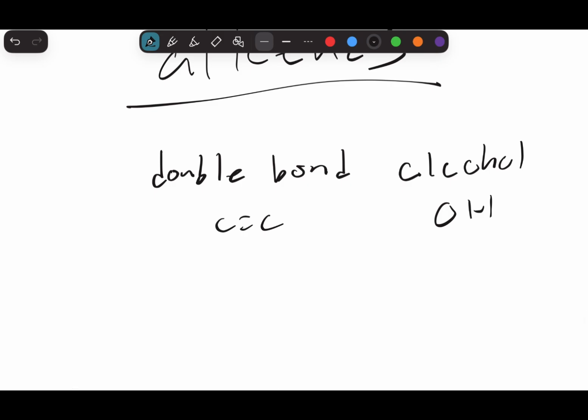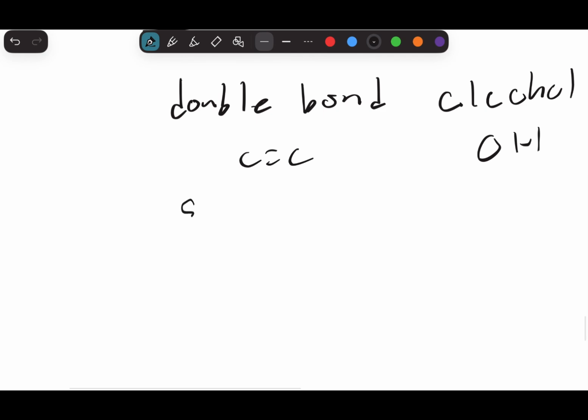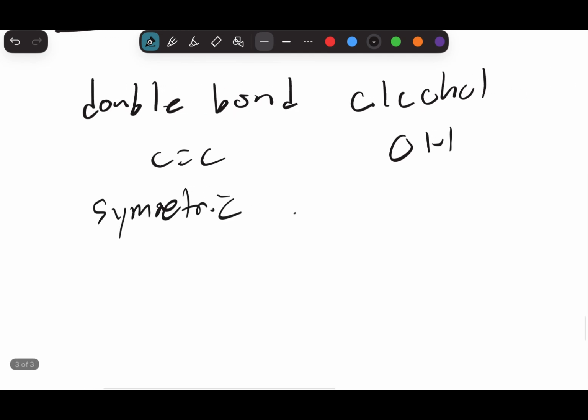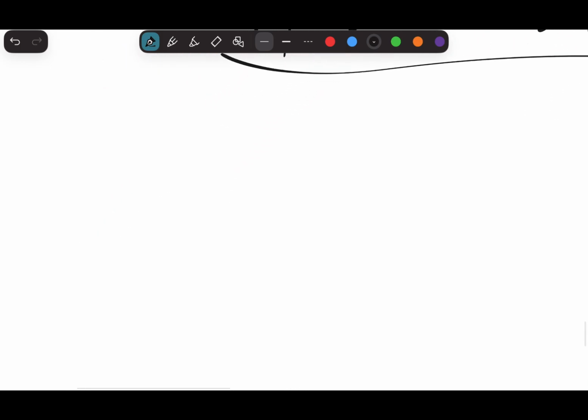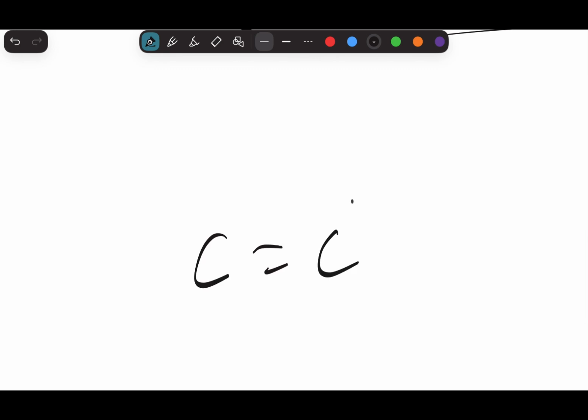This is just going to deal with organic chemistry. And also symmetric alkenes. Symmetric alkenes, okay? So let's use ethene again.